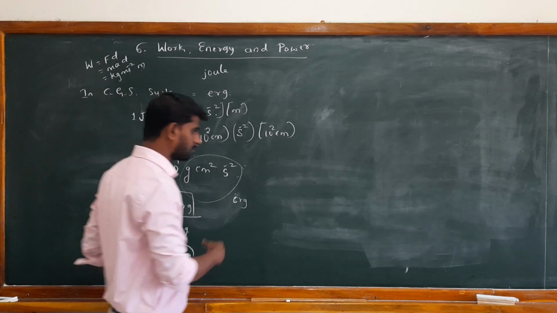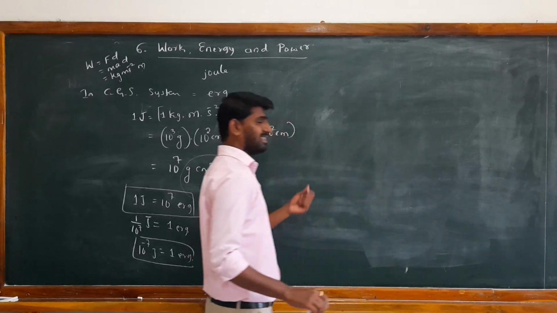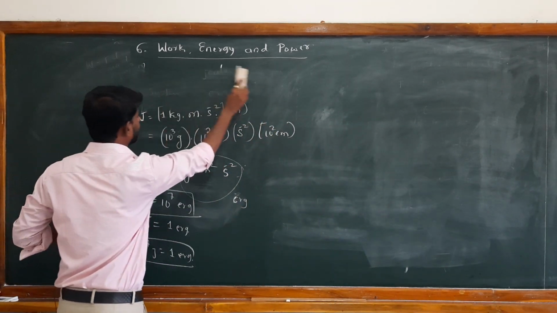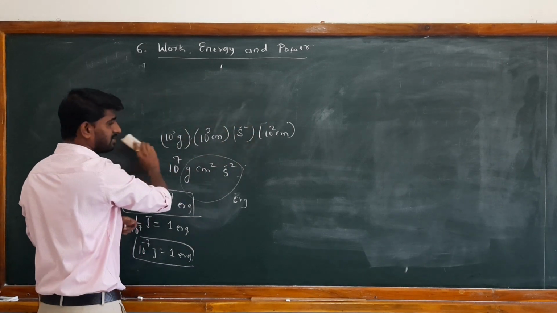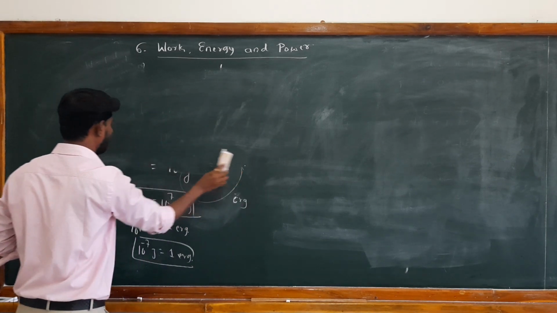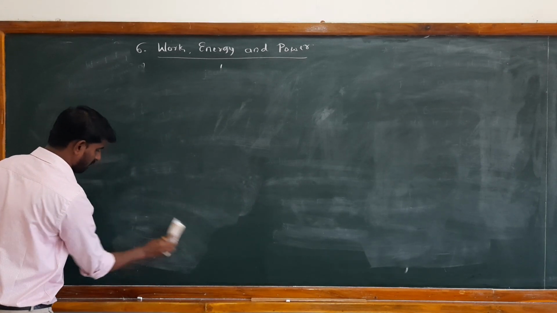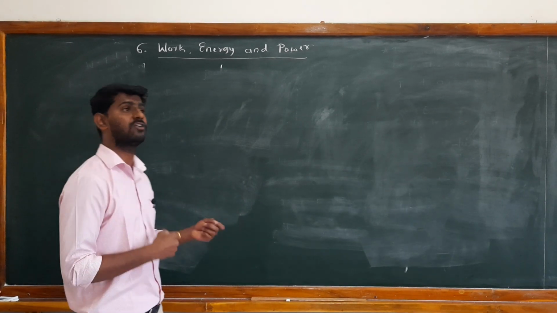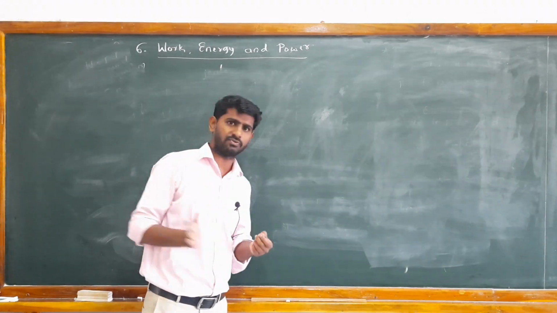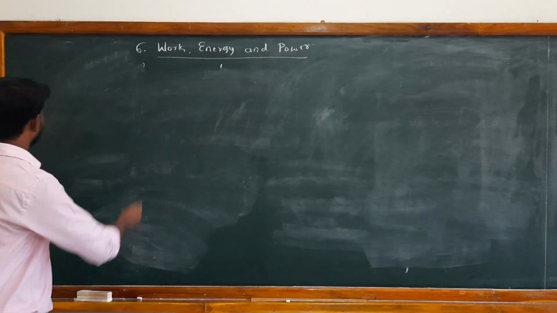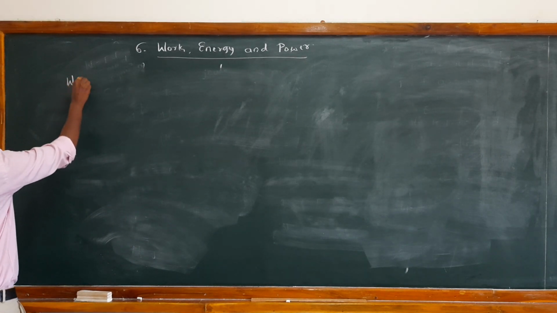Okay. And we are discussing the work done in case of a constant force. Why do I use the word constant? Because if you want to apply the formula W equal to force into displacement, you need to have a constant force. With a constant force the body is moving, then you can say the work done is this much. Okay.